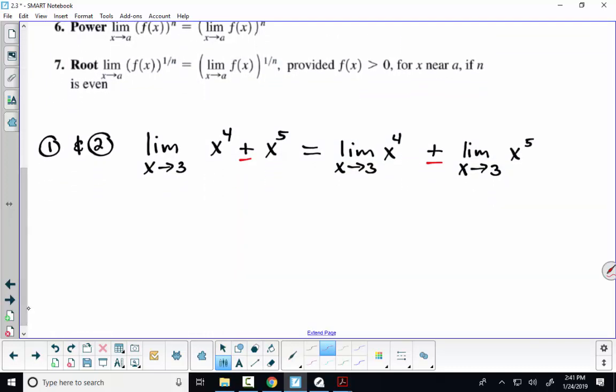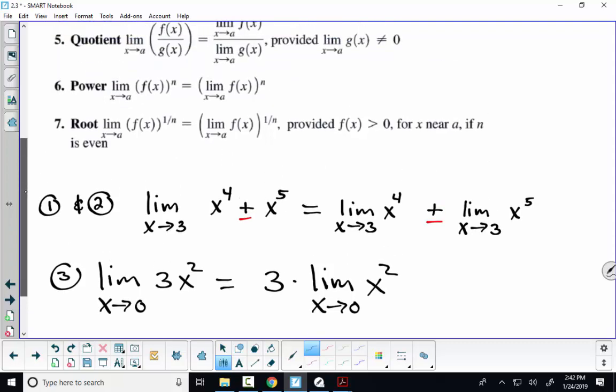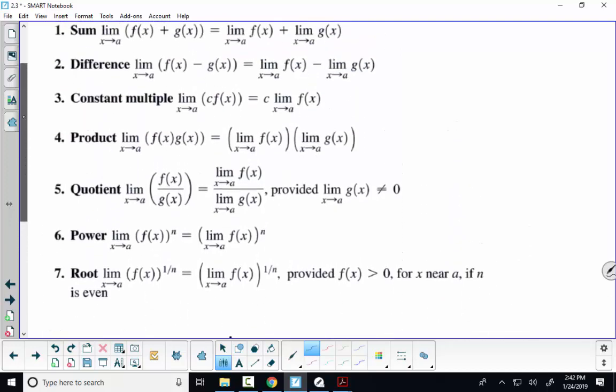So if that's 3, for instance, the limit as x approaches 0 of 3x squared, we can say that's 3 times the limit as x approaches 0 of just x squared. So there's our function of x, there's our constant that got pulled out of the limit. Is everybody okay with that? Does that make sense? So we can pull constants out, and distribute across sums and differences.